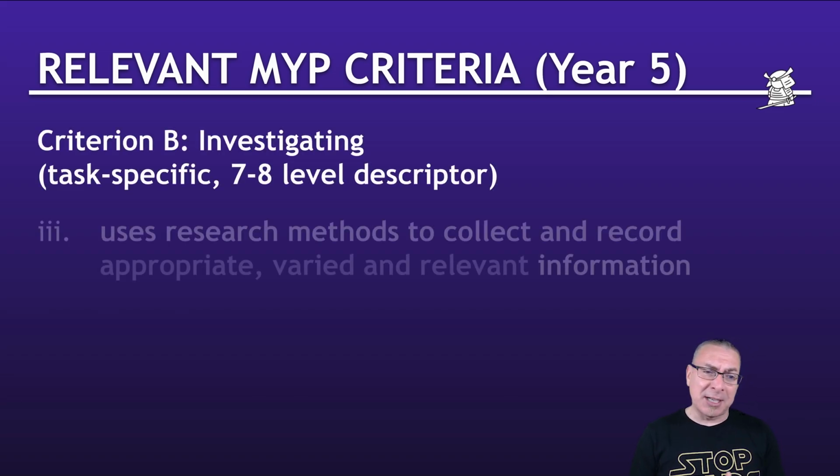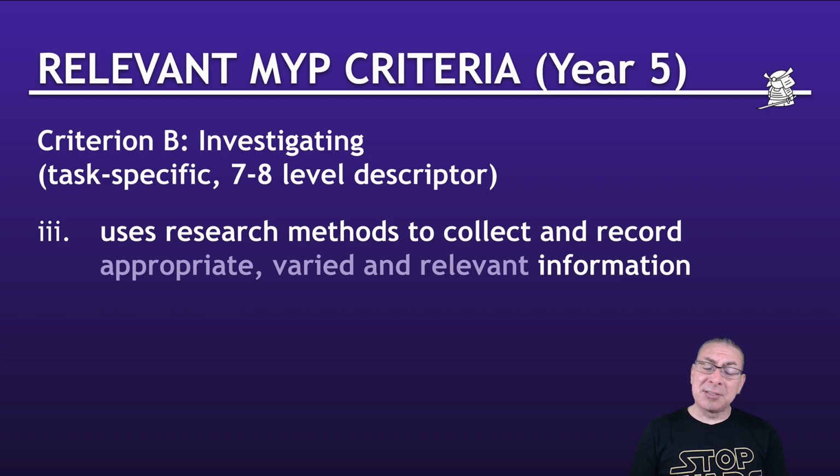So the relevant MYP individuals and societies criterion for year 5 anyway is criterion B, investigating, and this is the highest mark band. Basically, it uses research methods to collect and record appropriate, varied, and relevant information. So the Cornell Method is basically a research method.